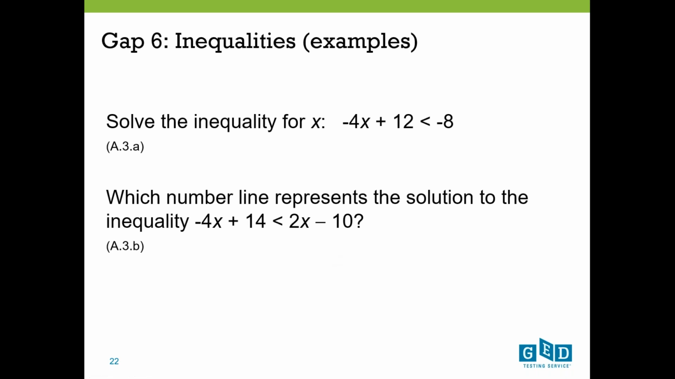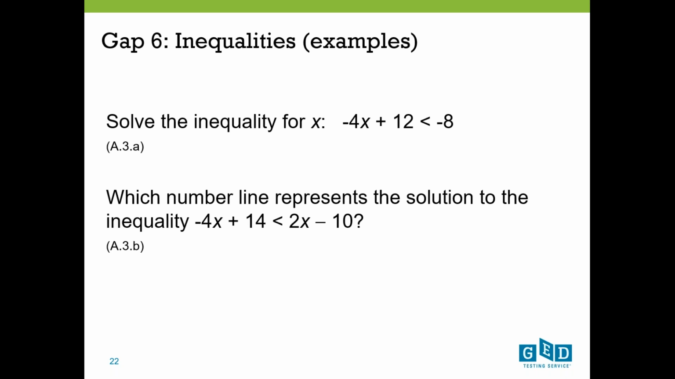So for each of the four indicators that cover inequalities, we're going to go through one example just so you see what it looks like. For A3A, it's solving an inequality. That's it. Here's an inequality, solve it. I put a -4x in there because they have two ways to deal with it. They can move it over to the right side so they don't have to divide by the negative, or they have to remember that when they divide by a negative, they have to switch the direction of the inequality sign. That's what I love about math. There's almost always more than one way to solve the problem.